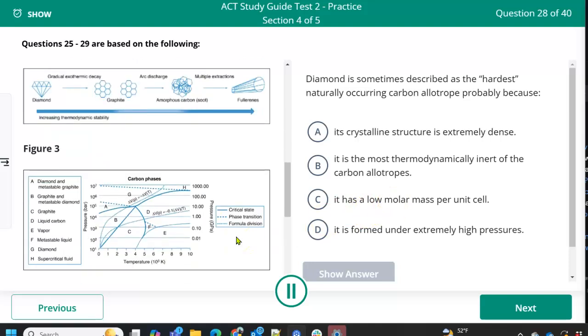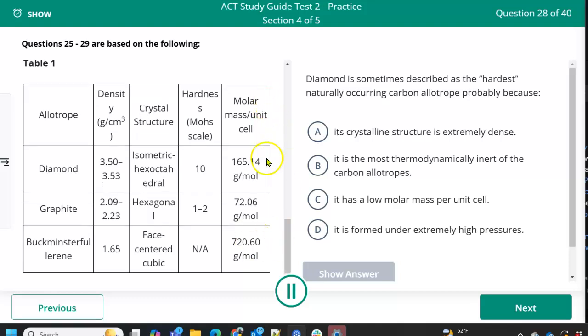It has a low molar mass per cell. It's down here somewhere. Actually, it has a high molar mass per cell. So we can definitely eliminate C. It is formed under extremely high pressures. Well, you know, diamonds are formed under extremely high pressures, but it's generally a poor idea to take something that, even if you know it's a true statement, is nowhere in the passage, and just pull that out as the answer. So nowhere does it say here anything about how these elements are formed. Most thermodynamically inert, I don't know what that has to do with the hardness.